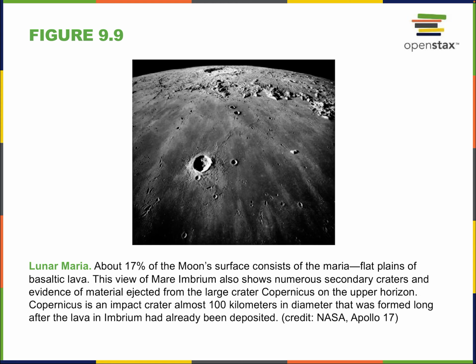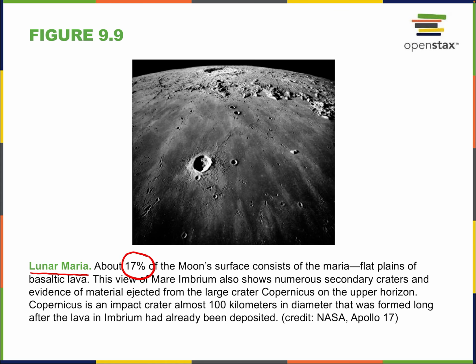Okay. Here are those maria I spoke about before, these large lava flows. They only cover about 17% of the moon's surface, but that 17% is entirely on the face that faces us. So when we look at the moon, they're quite noticeable to Earth-based observers of the moon, all right?